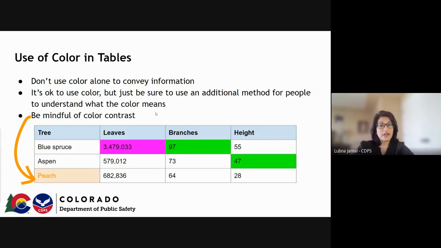Also, be mindful of color contrast. As you can see in this under tree, the third cell down, it says peach, but it's saying the peach in a color font that equals a peach colored font. And it's on a peach colored background, so it's just meshing into each other. So remember to use a high color contrast.